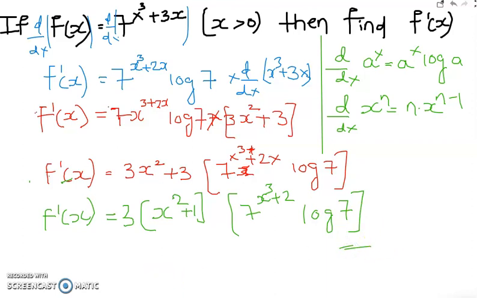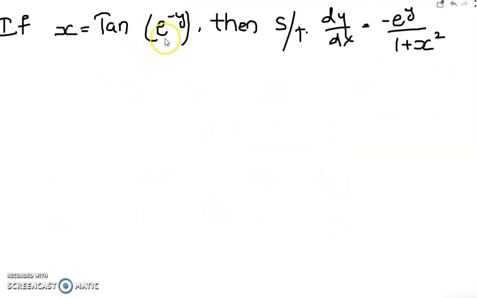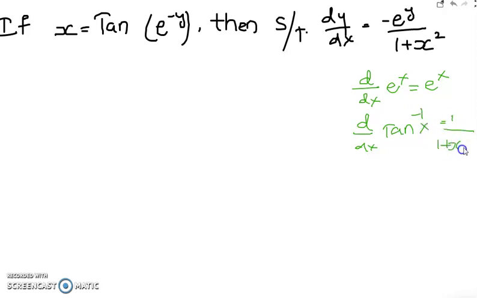Again, one more question we will see. If x is equal to tan of e power minus y, then show that dy by dx is equal to minus e power y by (1 plus x square), right? The formulas which we are going to use are: d by dx of e power x is nothing but the same, e power x. d by dx of tan inverse x is nothing but 1 by (1 plus x square). In the same way, 1 by a power minus m is equal to a power m. If it is minus in the denominator, it goes to the numerator and becomes plus, right? So now let's start the problem.